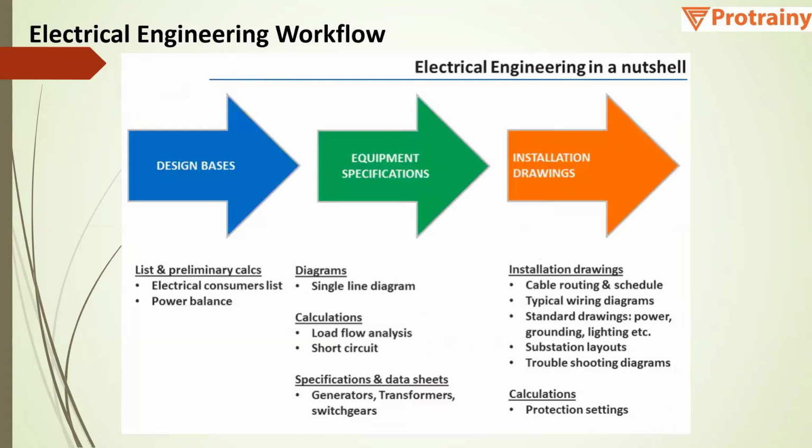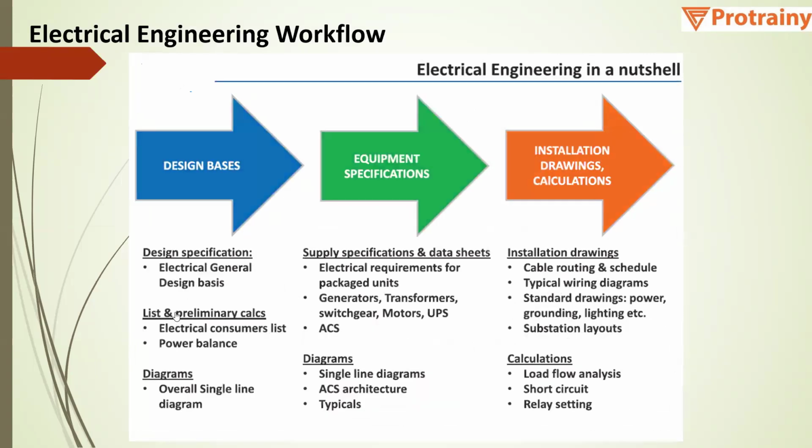So this is basically the electrical engineering deliverables workflow. We have the electrical design basis first, then the electrical consumer list or the load list, then the power balance diagram, then the overall single line diagram. After that, we have electrical equipment requirements for package units like generator, transformer, switchgear, motor, UPS, ACS, and then the data sheet and specification are generated for this equipment.